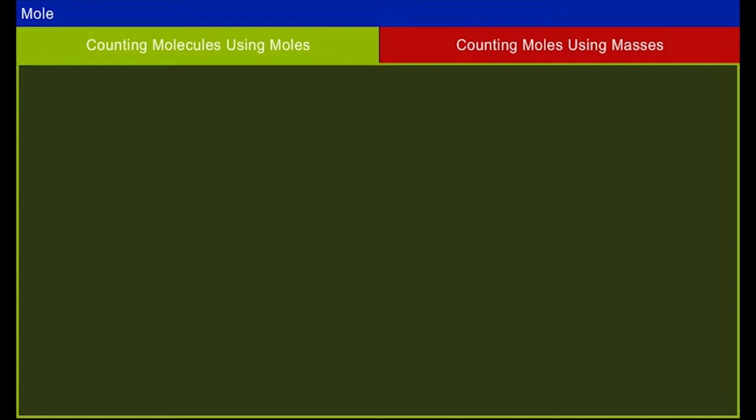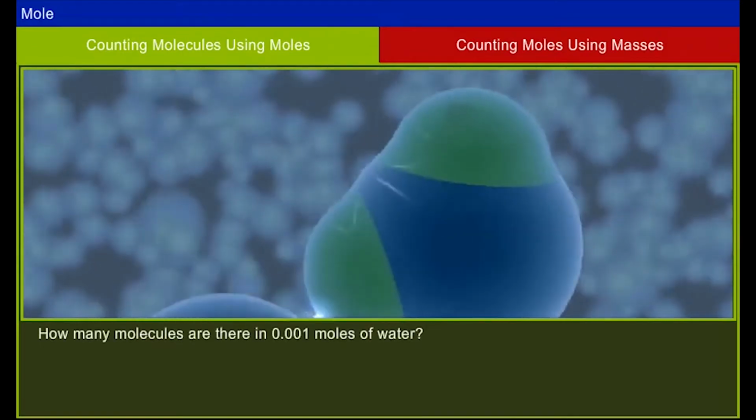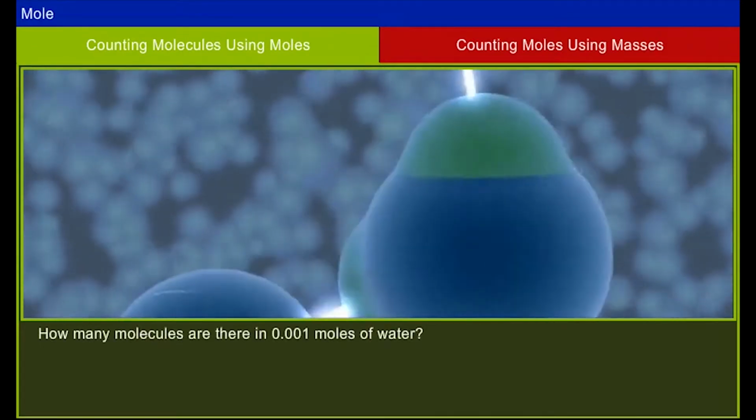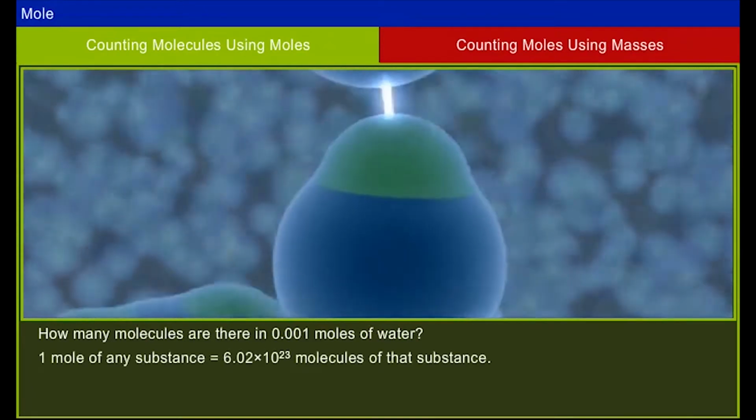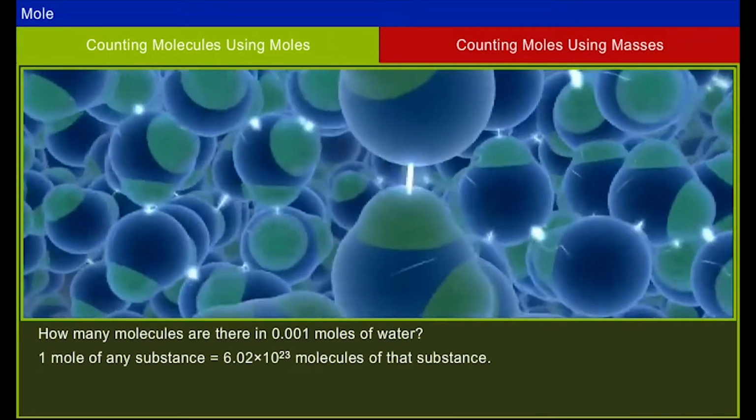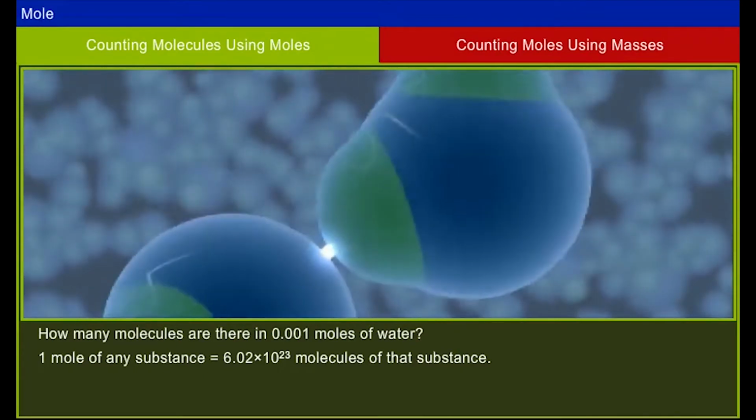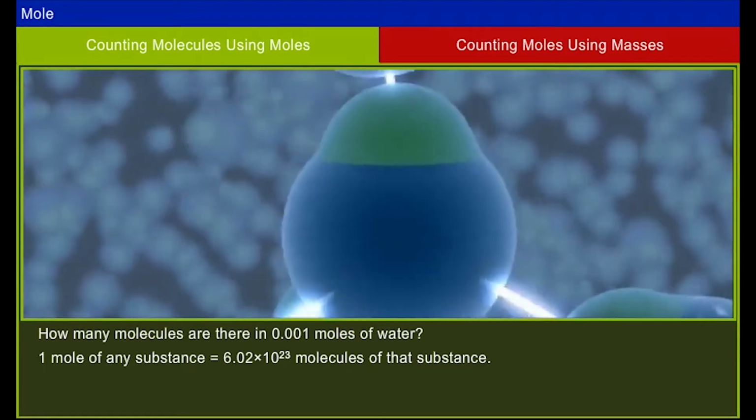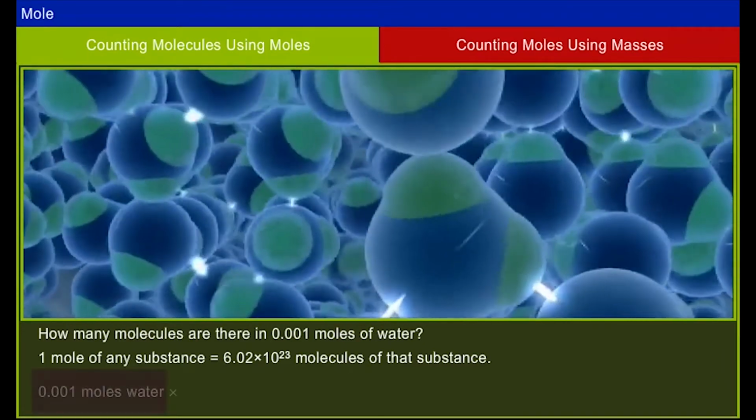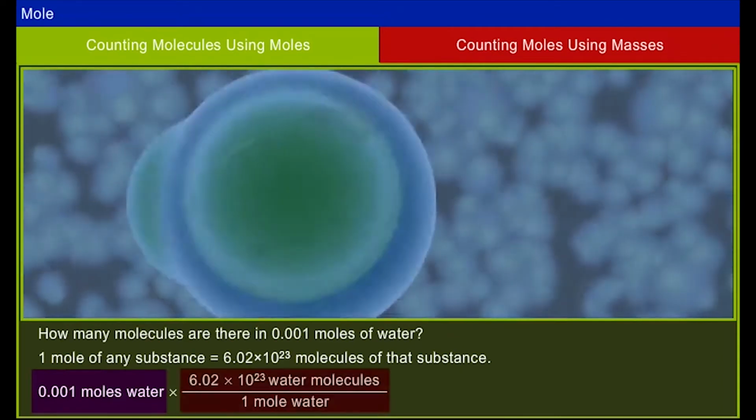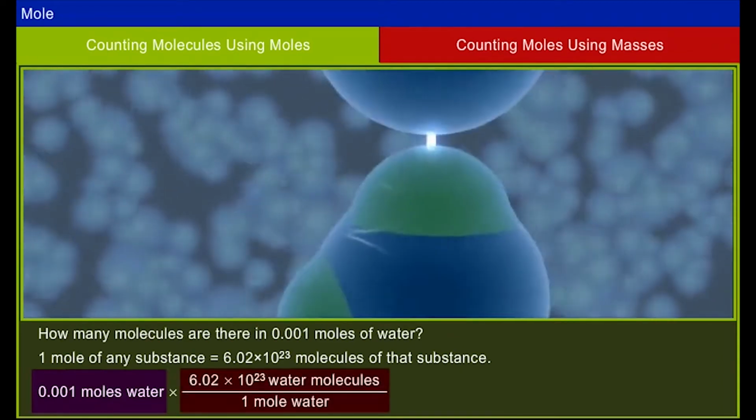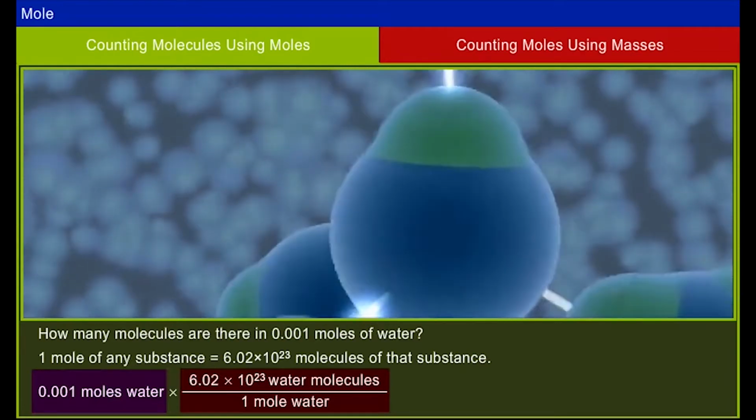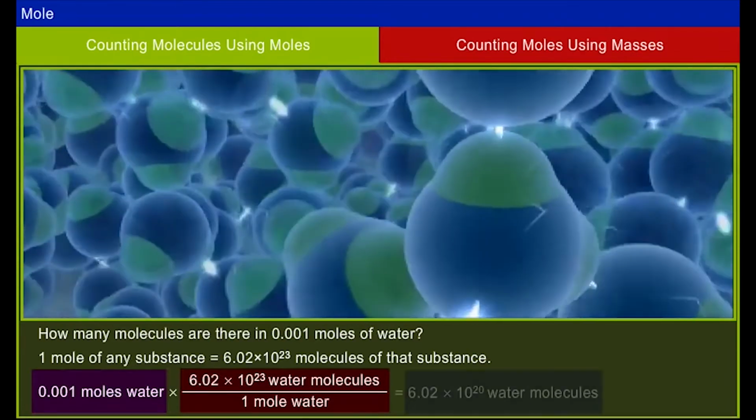Now let us see an example of how to count molecules using moles. How many molecules are there in 0.001 moles of water? Actually, we know that 1 mole of any substance is 6.02 × 10^23 molecules of that substance. Now we calculate the molecules of water by multiplying 0.001 moles of water with 6.02 × 10^23 water molecules, divided by 1 mole of water.